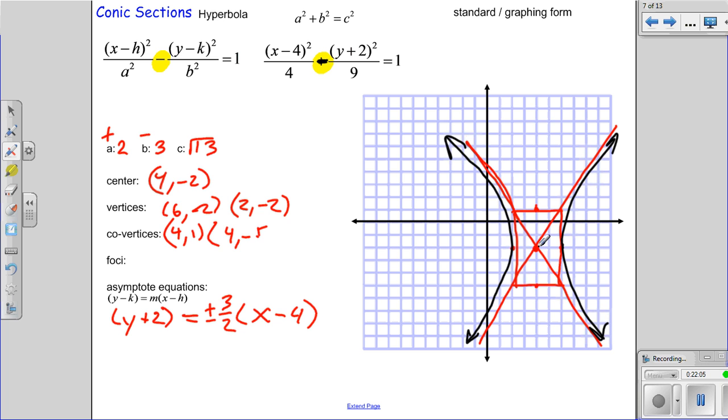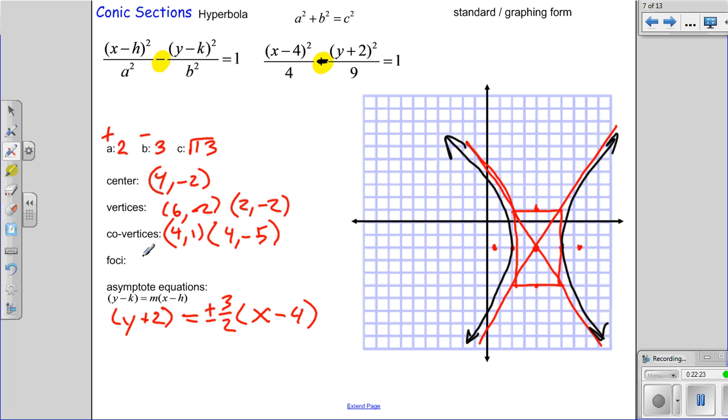I'm sorry, hold on. 4 comma, yeah, negative 5. Looks better. Now the foci are the dots that are the square root of 13. So that's a little more than 3, not quite 4. So it's going to be a dot there and a dot there. Okay, so how do we write that?